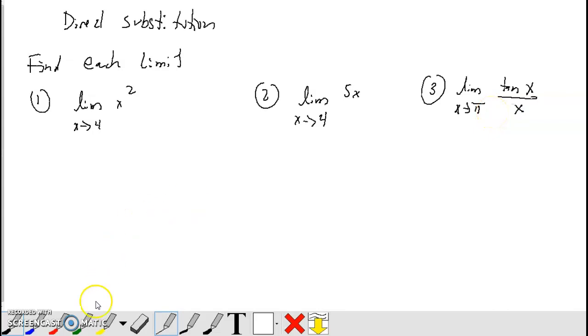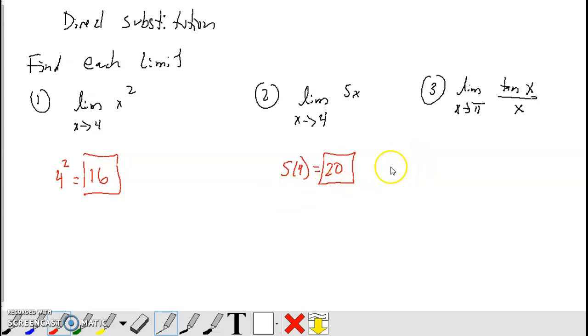So try these first three on your own if you want to. If you don't, no worries. We're going to work these out right now. So what would happen if I plug in 4? So 4 squared, that was easy, and that's just going to give me 16. So the limit as x approaches 4 of x squared is just 16. For this one, again, I'm going to plug it in. So I'm just going to say 5 times 4, and that gives me 20. And that is it. That's all we have to do.